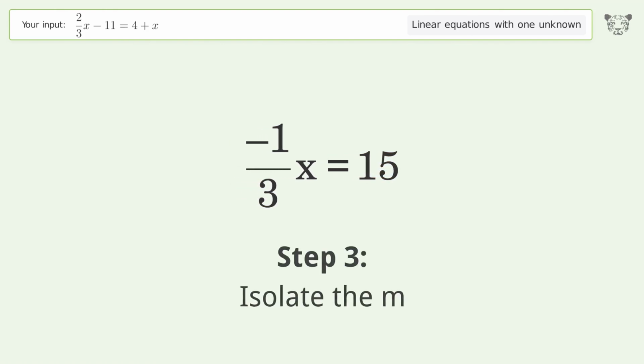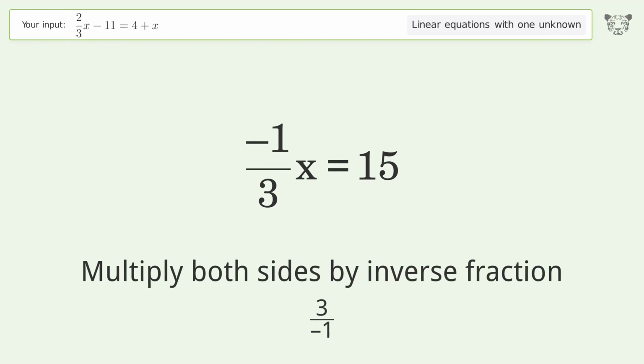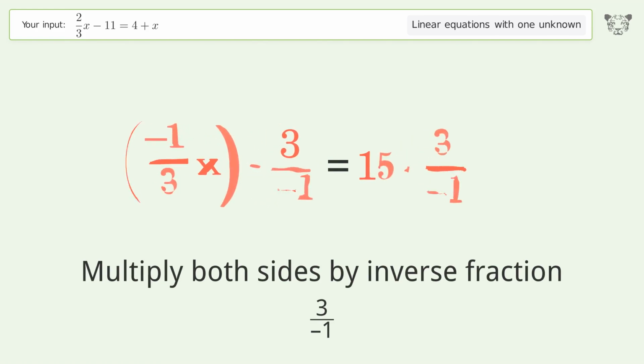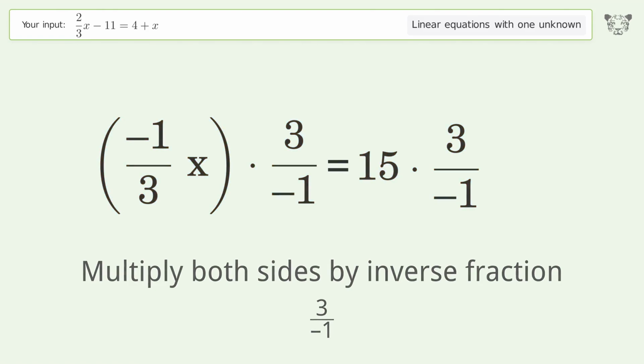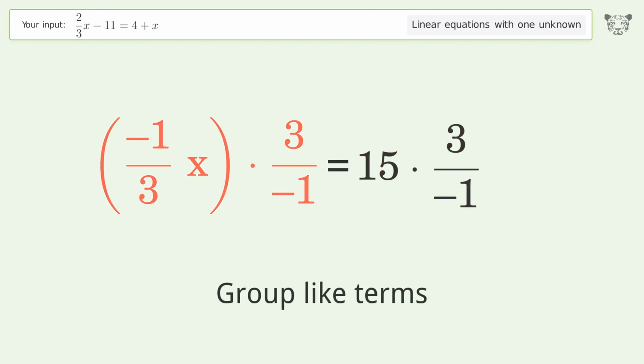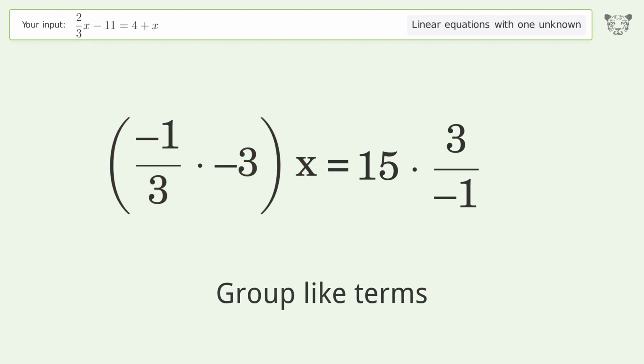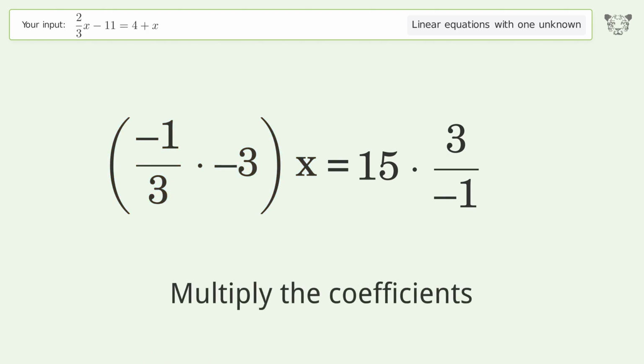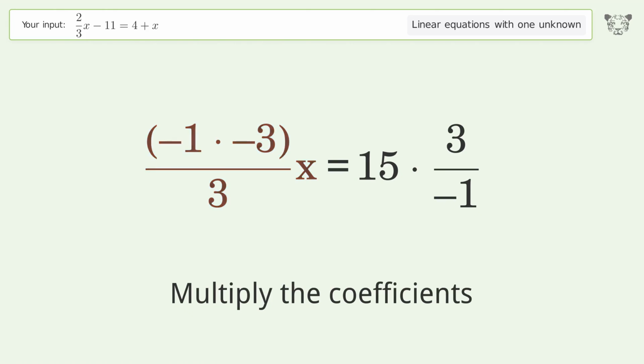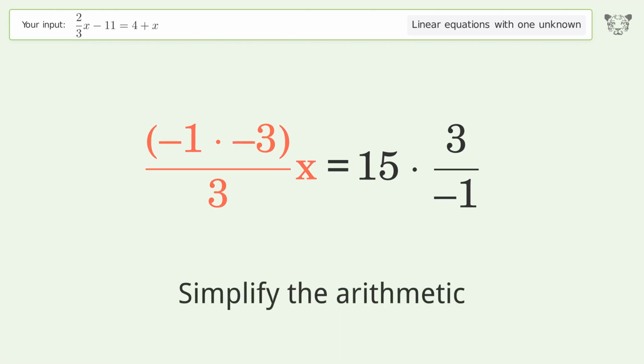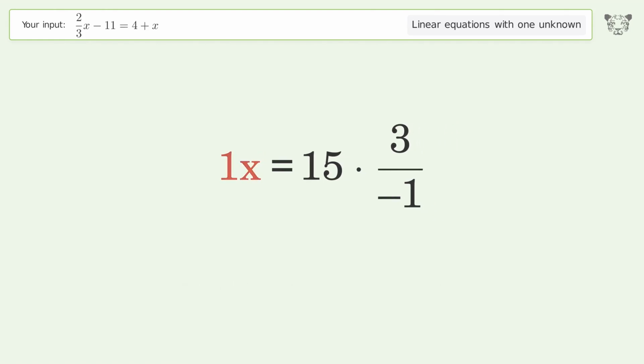Isolate the m. Multiply both sides by inverse fraction 3 over -1. Group like terms. Multiply the coefficients. Simplify the arithmetic. And so the final result is x equals -45.